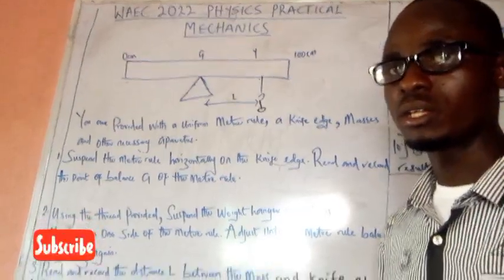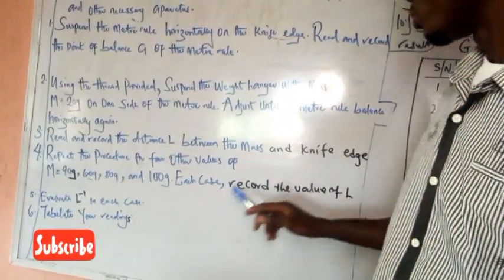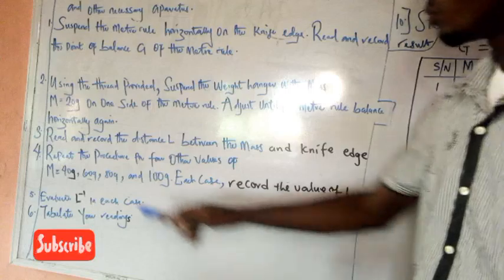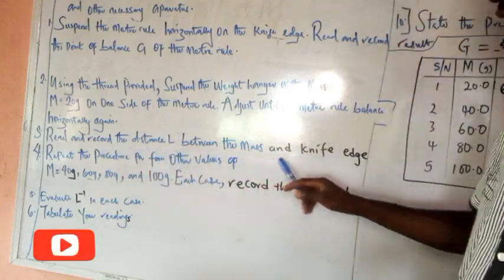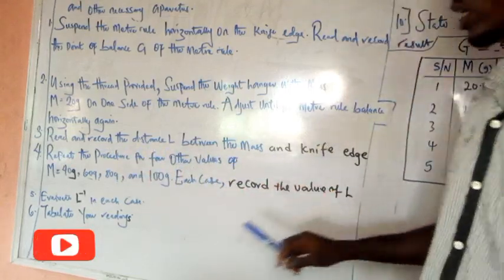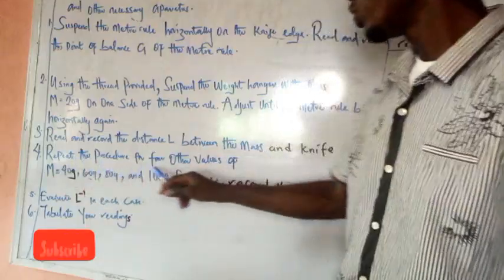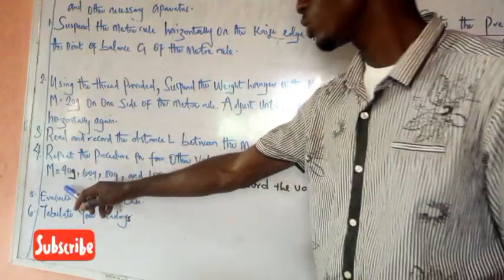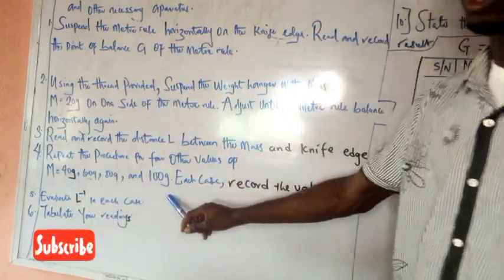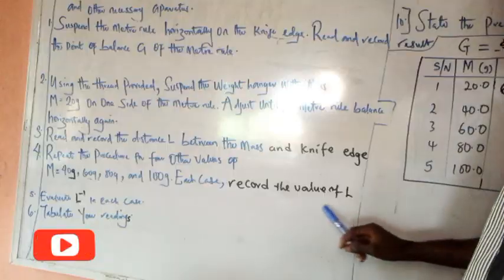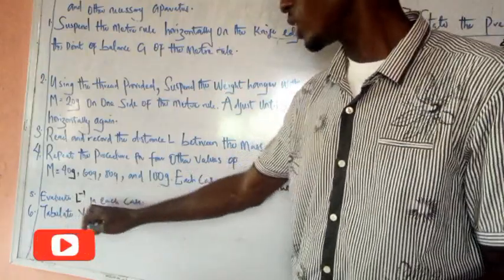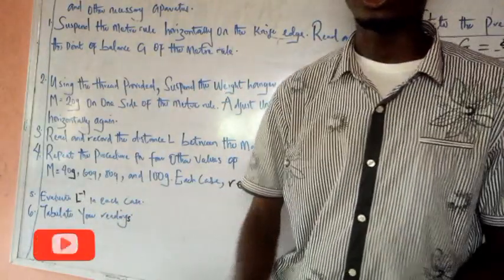As we can see here, repeat the procedure. Read and record the distance L between the mass and the knife edge. Then after that, repeat the procedure for 4 other values of M equals 40, 60, 80, and 100. So in each case, record the value of L, then evaluate L inverse in each case, and tabulate your readings.